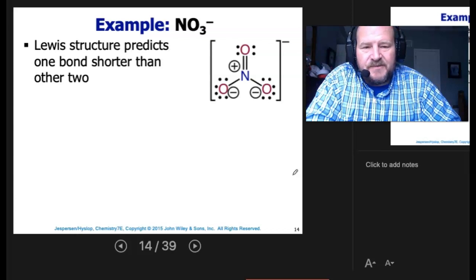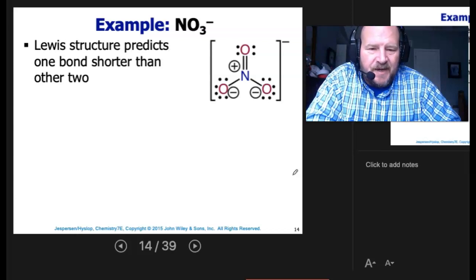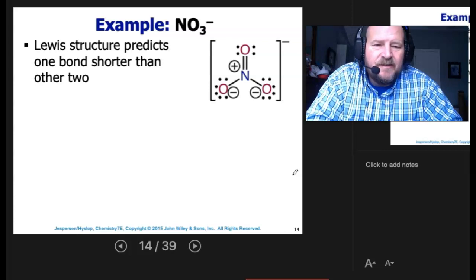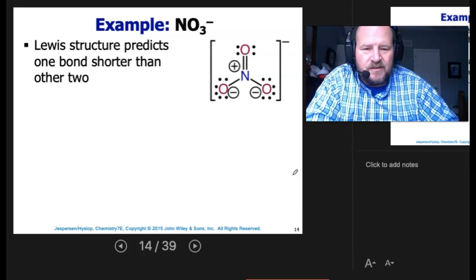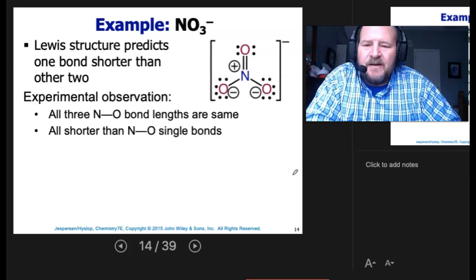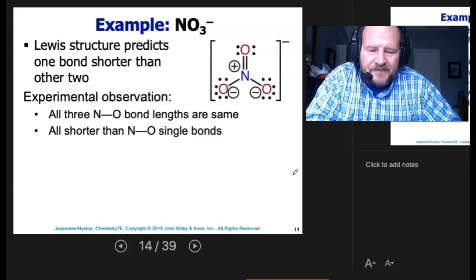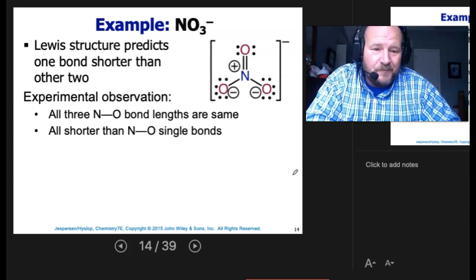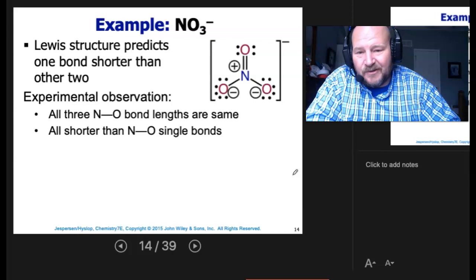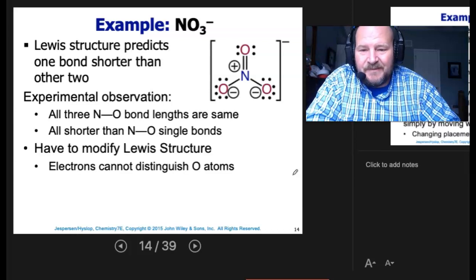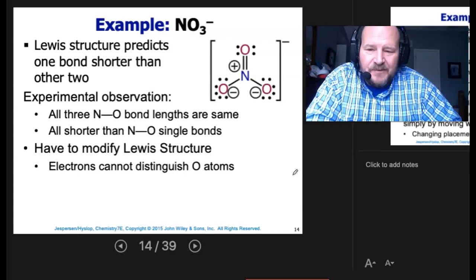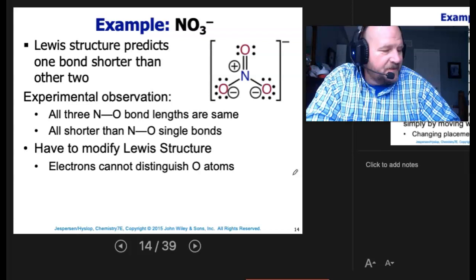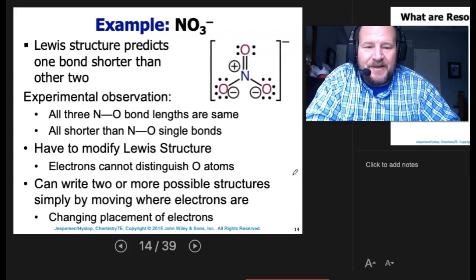That makes sense, right? So if one of them is a double bond and the other 2 are single bonds, then the double bond should be shorter than the single bonds. However, experimental observation shows that all 3 NO bond lengths are the same. They're all shorter than single bonds, and they're all longer than a double bond. That means we're going to have to modify our Lewis structure, and the electrons cannot be distinguished between the oxygen atoms.